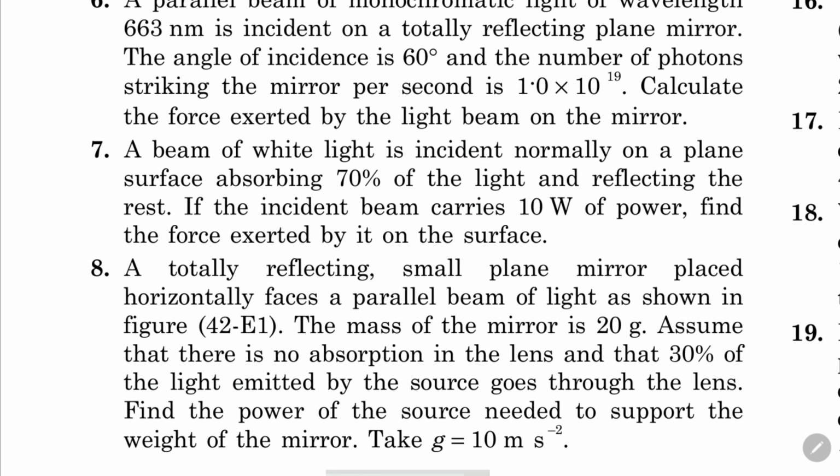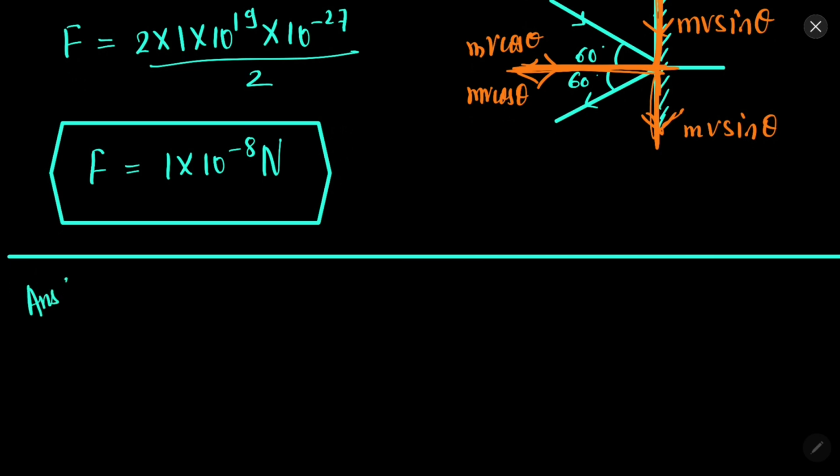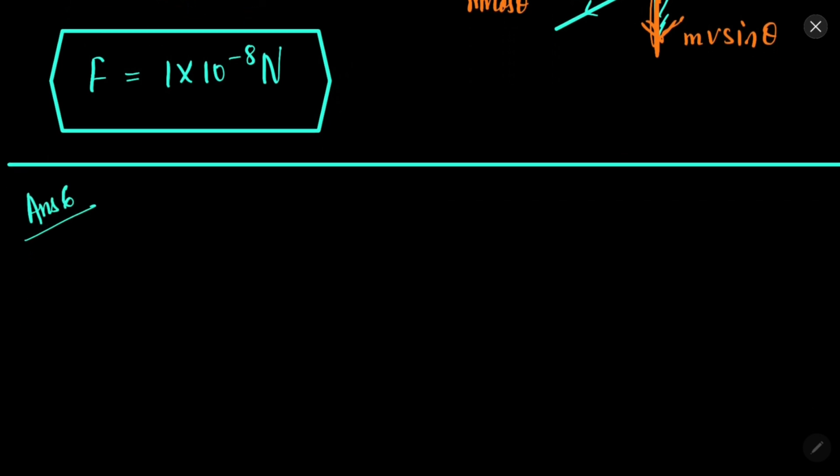In question 7, a beam of white light is incident normally on a plane surface, absorbing 70% of the light and reflecting the remaining 30%. If incident beam carries 10 watt of power, find the force exerted by it on the surface. So unlike the previous question where 100% was reflected back, here only 30% is reflected back. So 7th one, power is 10 watt.